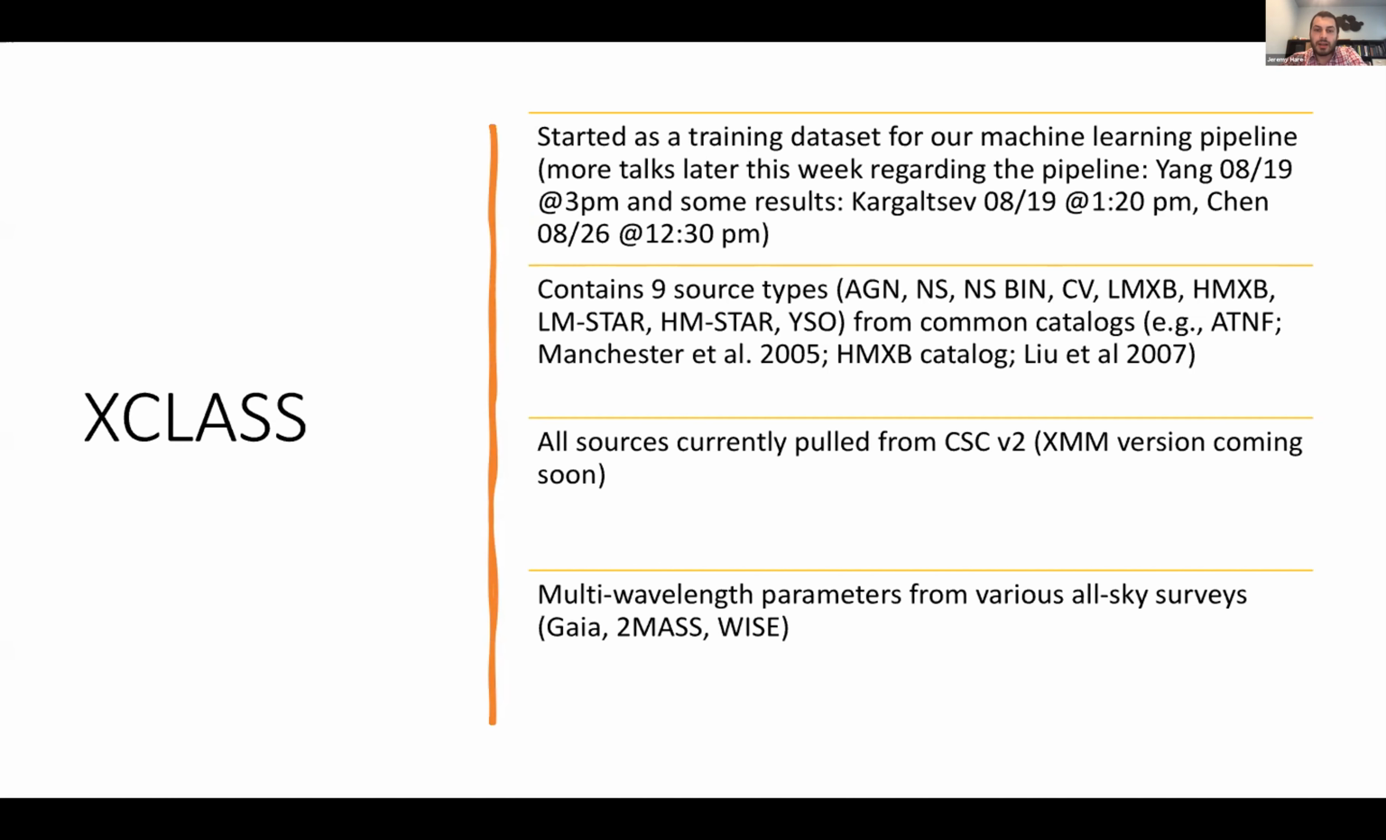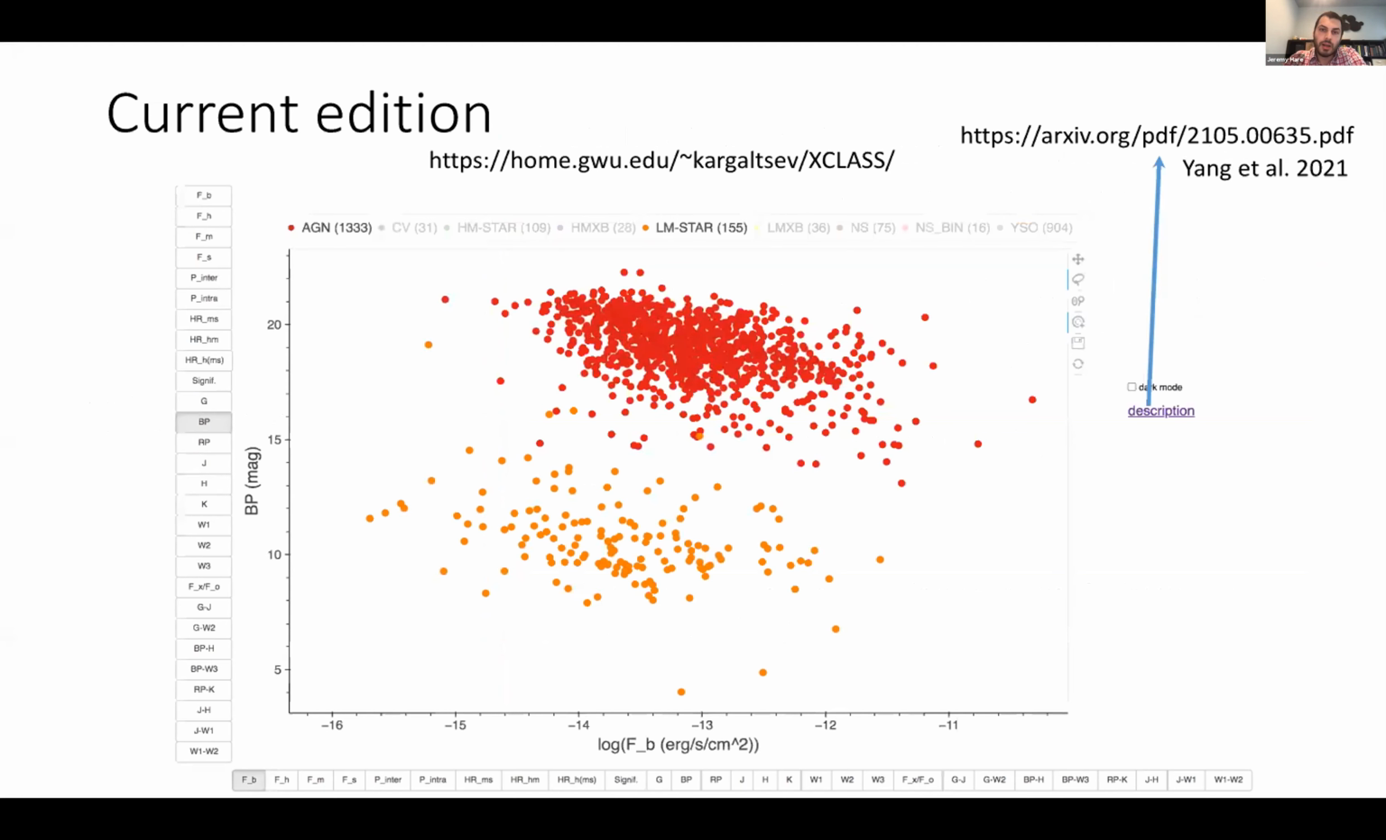And currently we're pulling all sources from the Chandra source catalog version 2. There's no real reason we have to keep it limited to X-ray only catalogs, but that's what we were interested in, what we started with, but we could grow this pretty easily. And we also have an XMM version coming soon. So basically, we've taken all of these source classes and cross-matched them also with the Gaia, 2MASS and WISE all-sky surveys to include all their multi-wavelength information. So the catalog is currently available here. I can drop this link in the chat after the talk.